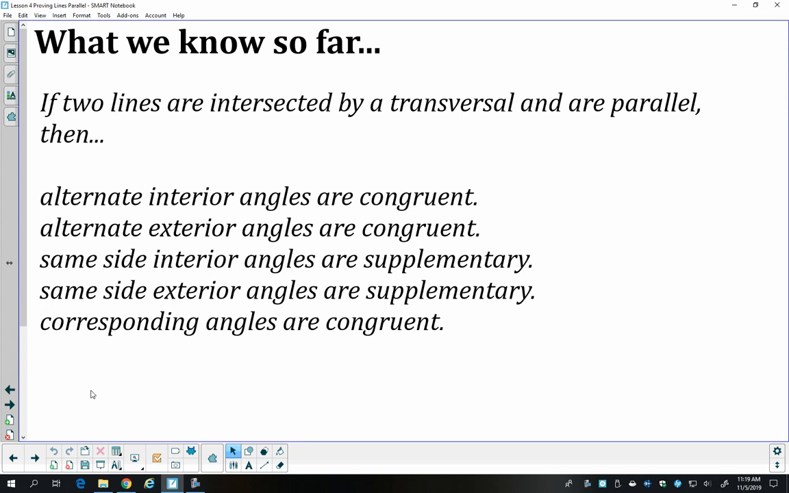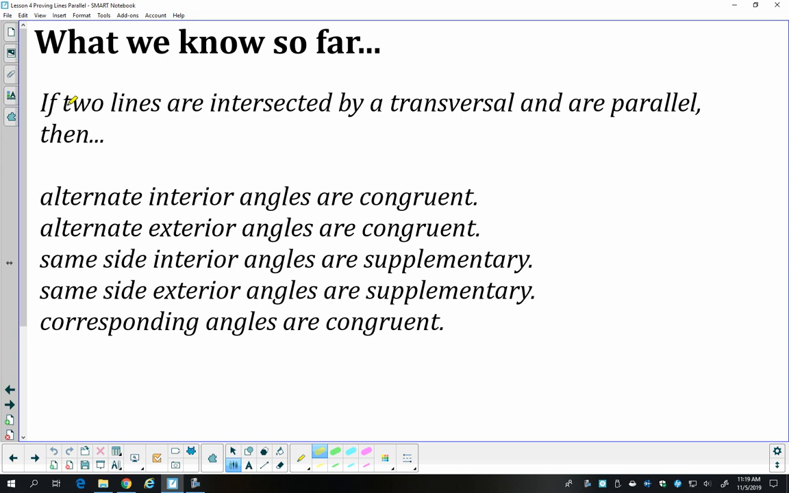So what we know so far from previous lessons is that if we have two lines that are intersected by a transversal, and those lines are parallel, then we have all these five special relationships. And those are the five special relationships that we talked about in the last lesson. I did mention the word converse earlier. These are basically five if-then statements that I shortened. I wrote all the Q's here.